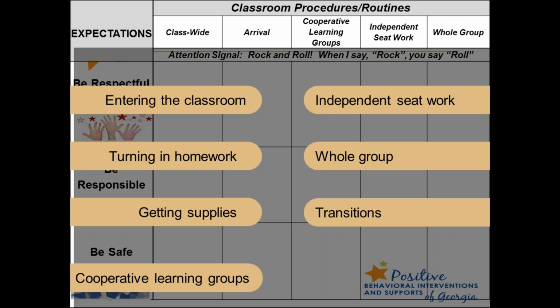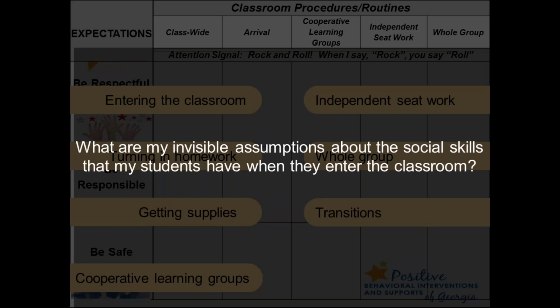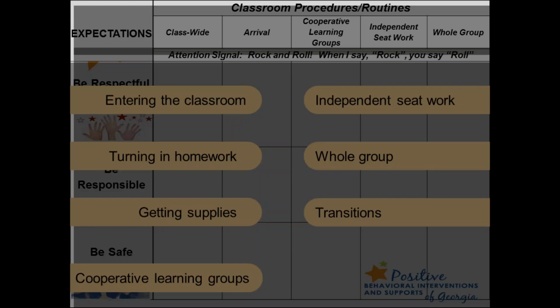If there is an activity when students frequently misbehave, such as transition, make sure this activity is included. As we strive to be culturally responsive to students from a variety of economic, ethnic, and cultural backgrounds, it is unwise to assume that students already know what we expect from them. Ask yourself, what are my invisible assumptions about the social skills that my students have when they enter my classroom? Make sure these are included in the matrix. Also, identify an attention-getting signal. Pause the module while you do this activity, then press play when you are ready to continue.